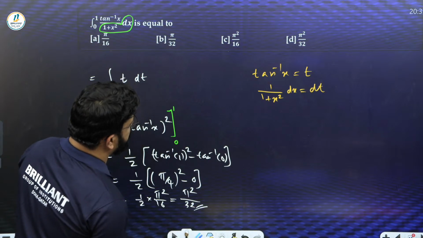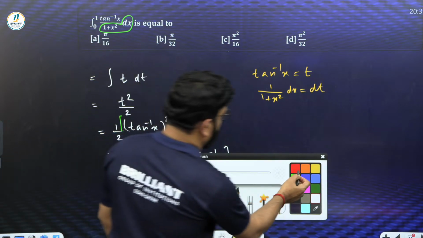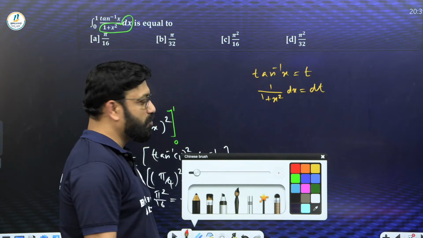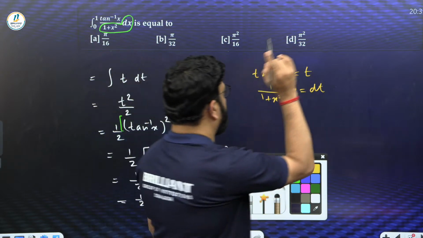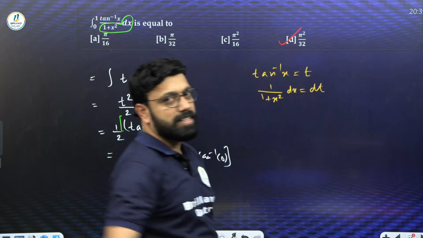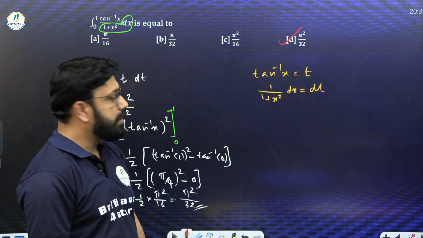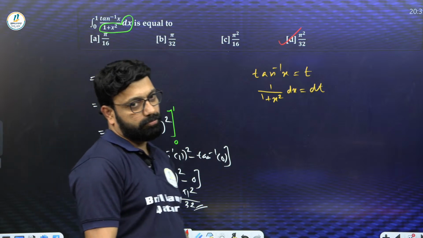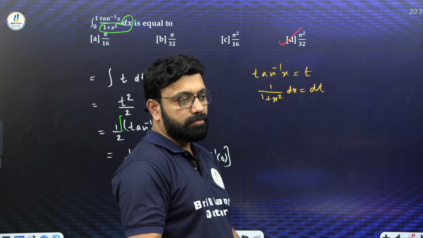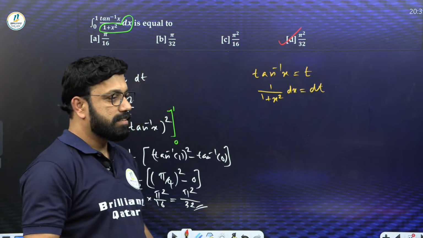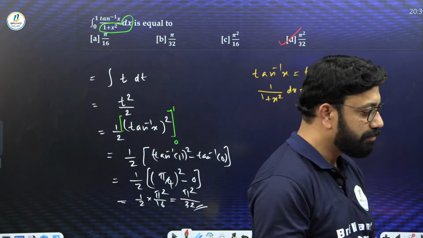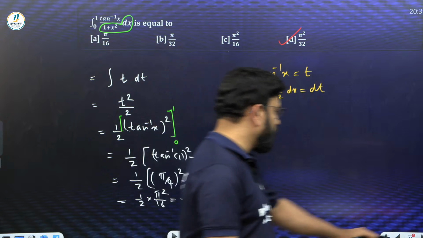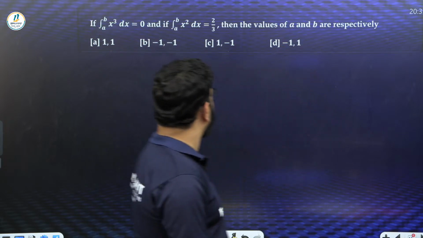That value is there in the options: pi by 16, pi by 32, pi square by 16 and pi square by 32. Our answer is option D, pi square by 32. Clear? Yes. Maximum, you can use short tricks and short ways for finding out MCQs. Now I am going to the next question.